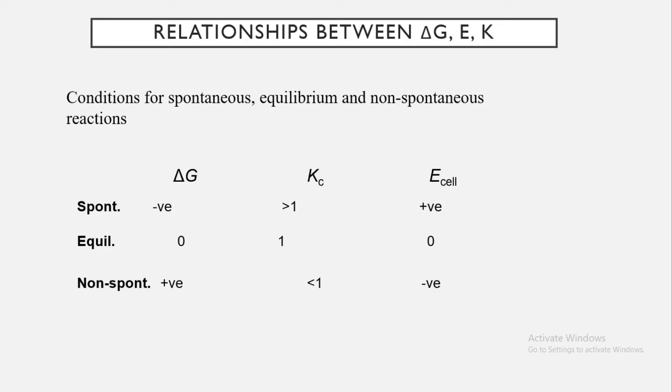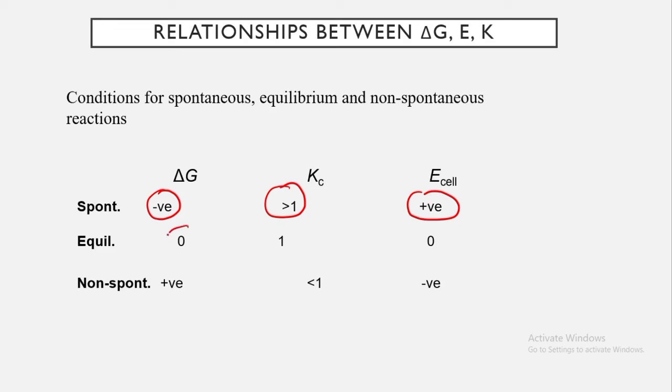Now let's look at the condition. That is the relationship between the same thing, but the condition for spontaneous, equilibrium, and non-spontaneous reaction. So for a spontaneous reaction, we know that the Gibbs free energy needs to be negative. And if the Gibbs free energy is negative, the Kc is greater than 1, and the E cell, that's the cell potential, should also be positive. I hope you understand that.